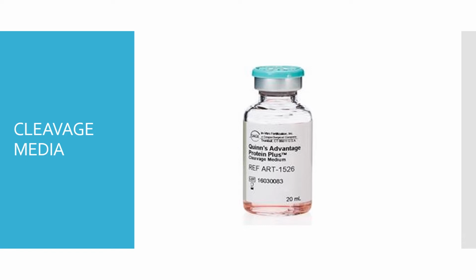Therefore, sequential media is introduced to remove the accumulated ammonium. Another possibility is replacing GLN with a stable dipeptide of GLN, alanyl glutamine. It must be noted that culture media should include sufficient levels of sulfur-containing amino acids to minimize apoptosis leading to monozygotic twinning.